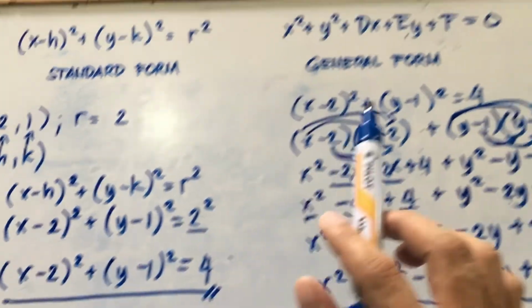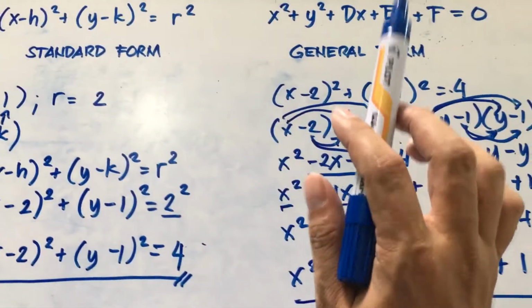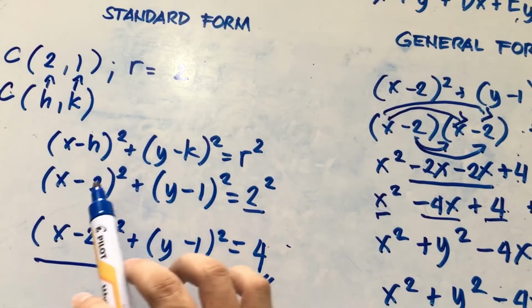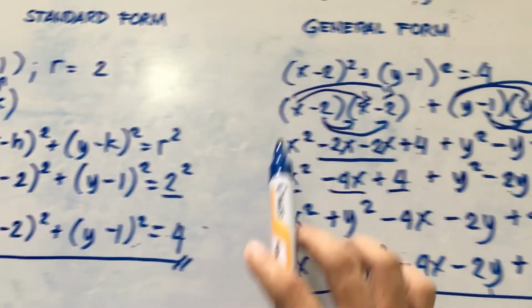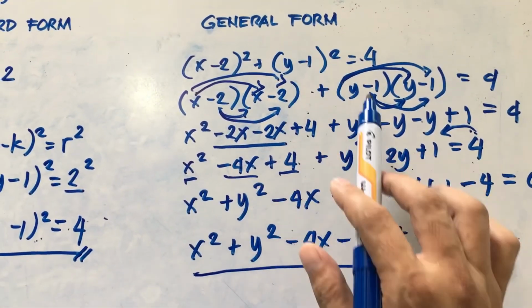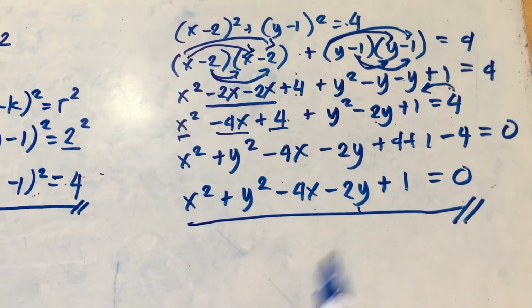But if you're looking for the general form, given center and radius, it's very simple. The same format using the standard form. And then after this one, you just simplify this one. Then simplify everything, and you will arrive at this specific answer.